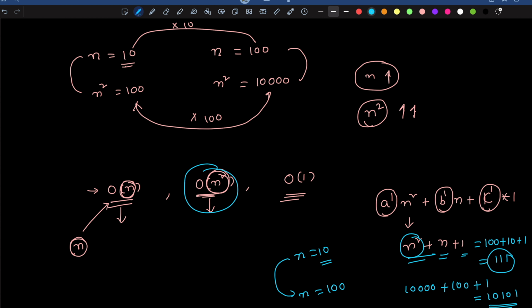The order of 1 means it doesn't change as the input size increases. In the next few videos, I will define the big O notation mathematically, and we will go much deeper into it.